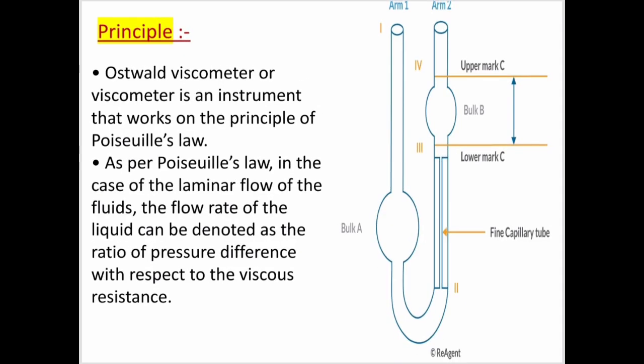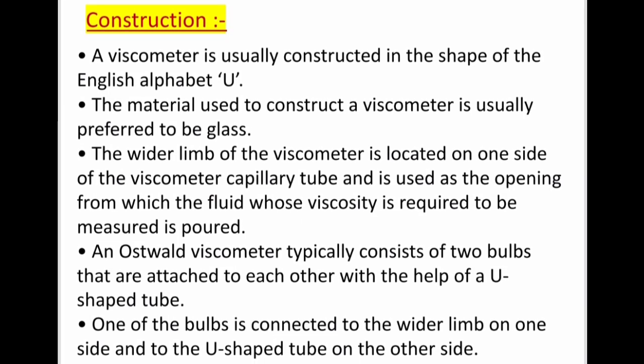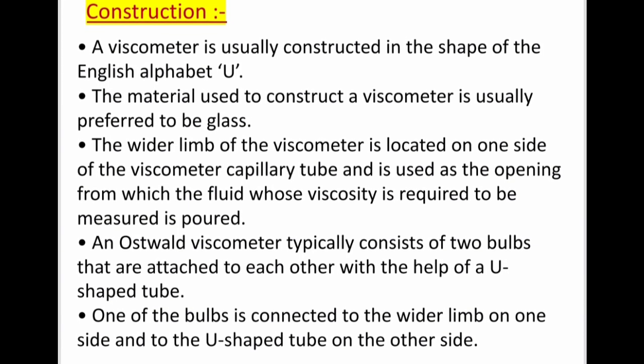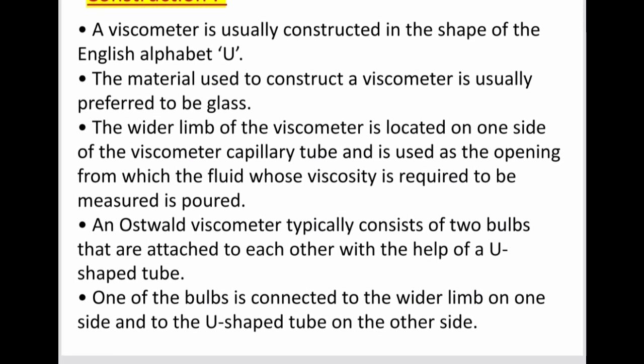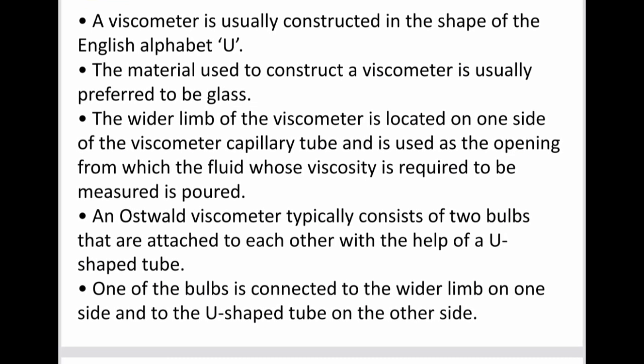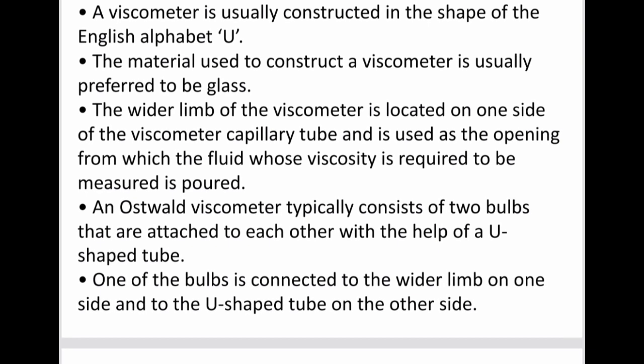Ostwald viscometer is an instrument that works on the principle of Poiseuille's law. As per Poiseuille's law, in the case of a laminar flow of the fluids, the flow rate of liquid can be denoted as the ratio of pressure difference with respect to the viscous resistance. Construction. A viscometer is usually constructed in the shape of the English alphabet U. The material used to construct a viscometer is usually preferred to be glass.